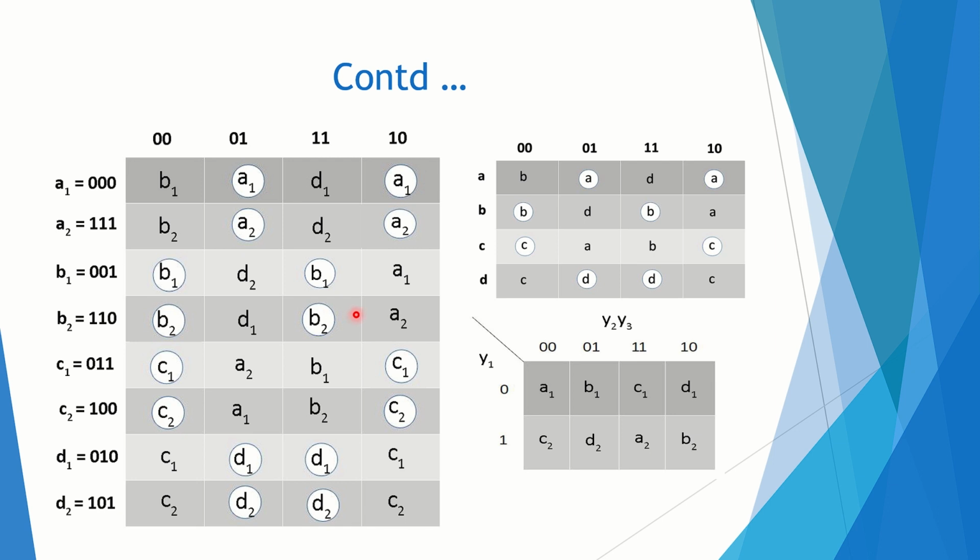But the number of states is more than in the previous method. This is not that efficient, but it is a very easy method. Suppose we have a larger number of states, say 16 or 30 states, we can use this method. It is much easier.